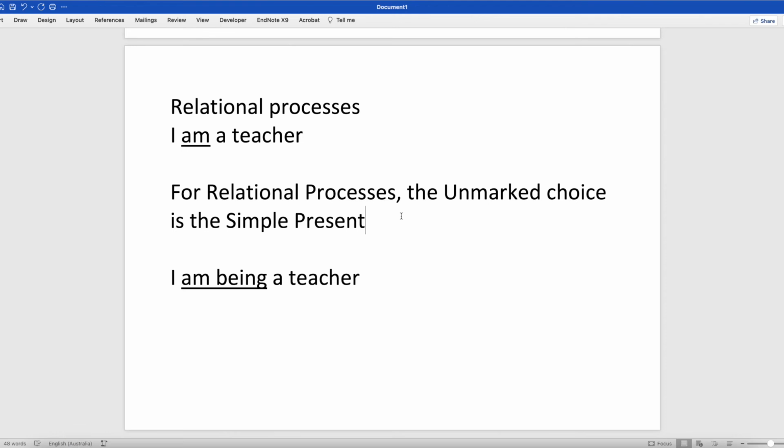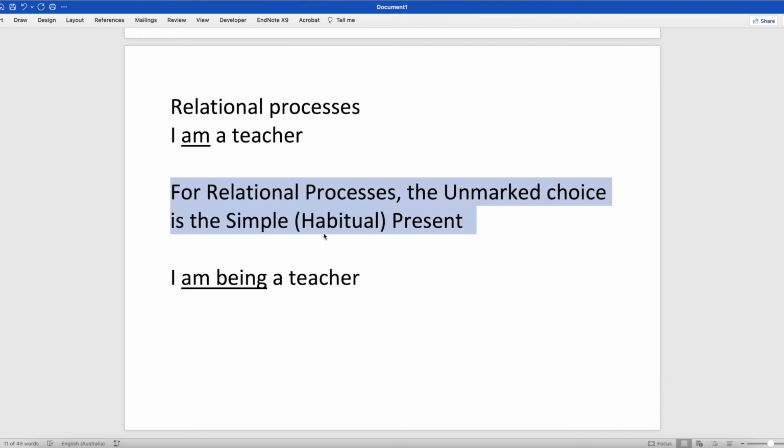Because it doesn't change that easily or that quickly, it makes sense that we choose the habitual simple present tense, because that's what it means. The habitual present is something that happened in the past, that happens now, and that will most likely continue to happen in the future, at least for the immediate future. And so that's why for relational processes, the unmarked choice is the habitual present, or the simple present.